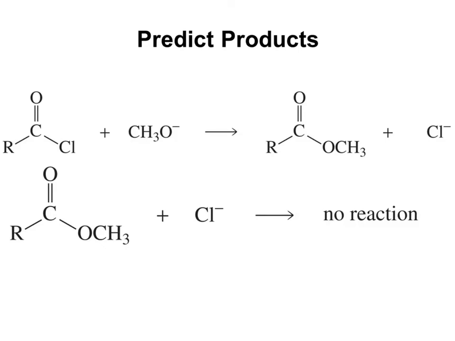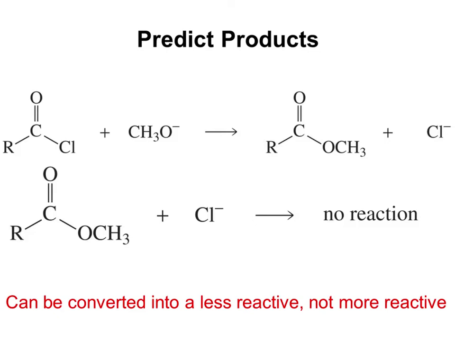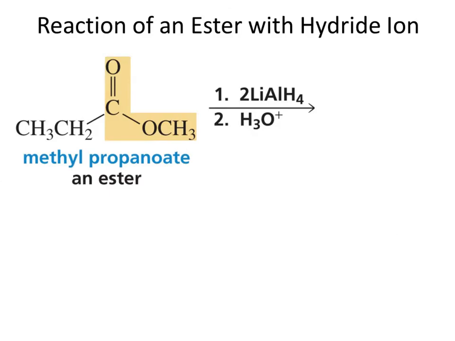Remember, which is the weaker base? Who's happier with the negative charge? Methoxide's pretty upset about it. Chlorine's going to hold on to that negative charge and be okay with having it. So you can always convert to a less reactive species, but you're going to have trouble converting to a more reactive species. First reaction I want to talk about is the reaction of an ester with the hydride ion.